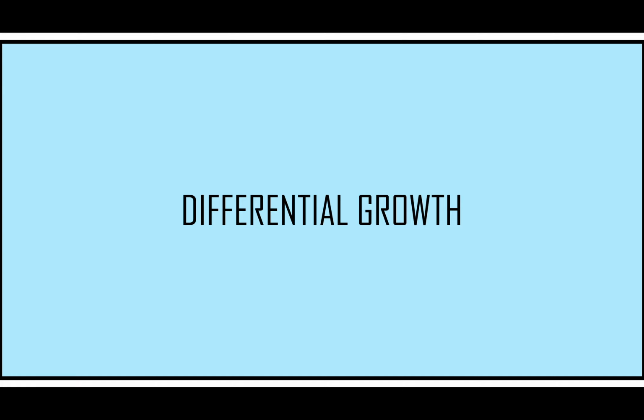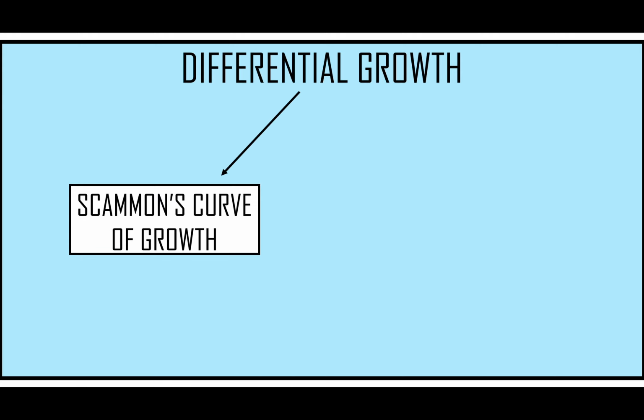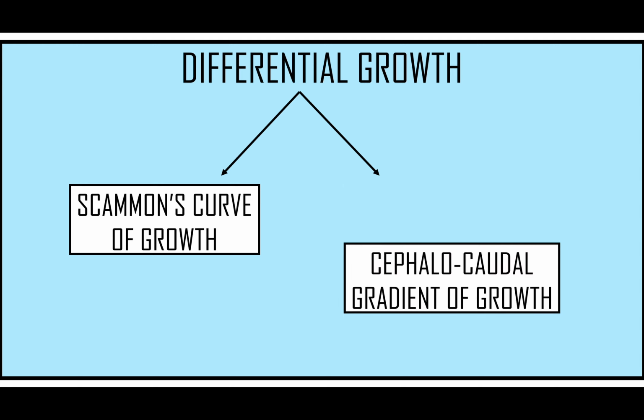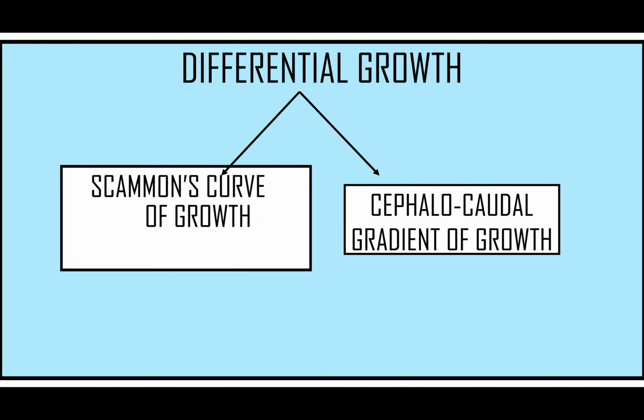To understand differential growth, we can use two concepts. The first is Scammon's curve of growth, and the second is the cephalocaudal gradient of growth. We will start with Scammon's curve of growth.